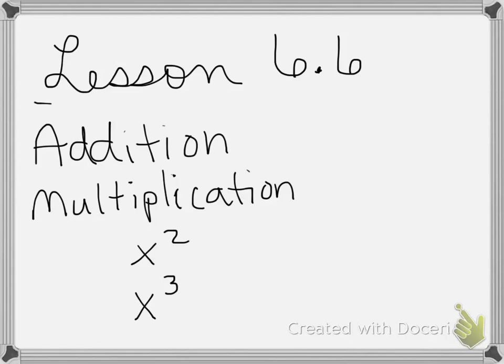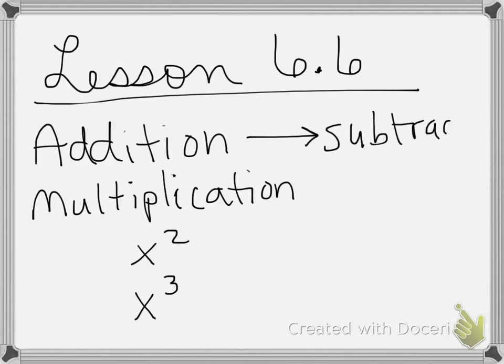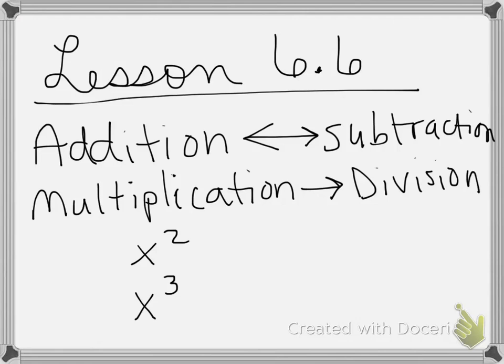So, recalling things from previous years, or even this year, the inverse operation for addition is subtraction. The inverse operation for subtraction is addition. The inverse operation for multiplication is division. The inverse operation for division is multiplication. The inverse of x squared is the square root of x. When you square something and then square root it, it undoes the squaring process.